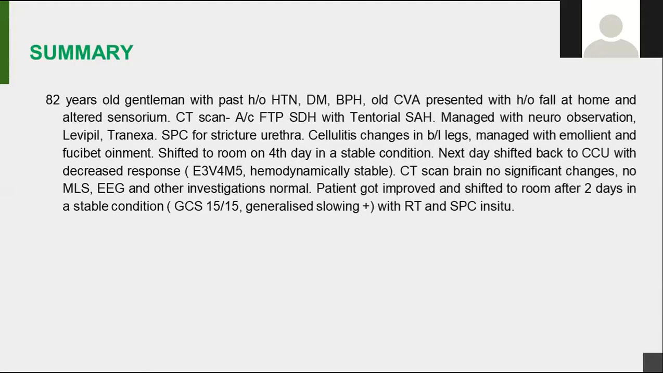So the summary includes an 82-year-old gentleman with past history of hypertension, diabetes, BPH, old CVA, who presented with a history of fall at home and altered sensorium. CT scan showed acute frontotemporoparietal SDH with tentorial SH, managed with neuroobservation, Levipil, Tranexa. Suprapubic catheterization was done for stricture urethra. There were cellulitis changes in the bilateral legs, managed with emollient and Fusibet ointment.